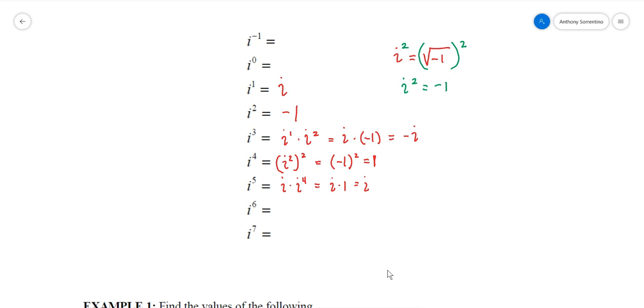So there's a pattern to this. Powers of i are only going to result in one of four things. It's either going to be i itself, -1, -i, or +1. Continue with this, i to the sixth power would be like having i to the second power times i to the fourth power, which would be -1 times 1, which equals -1. i to the seventh power would be i to the third times i to the fourth, which would be -i times 1, which is -i.